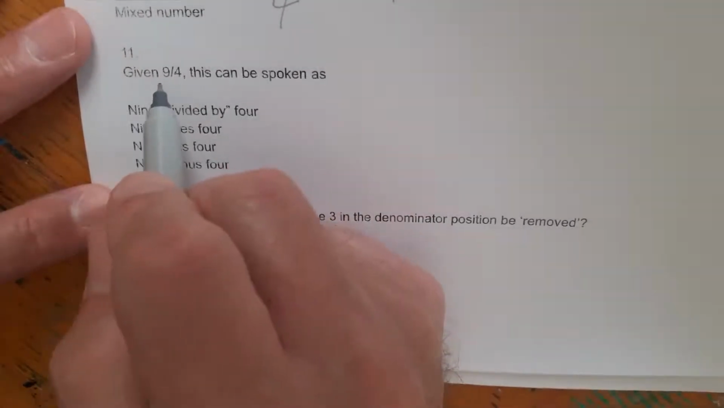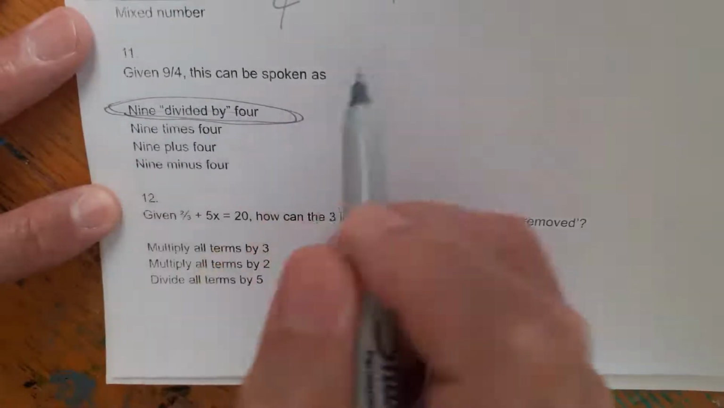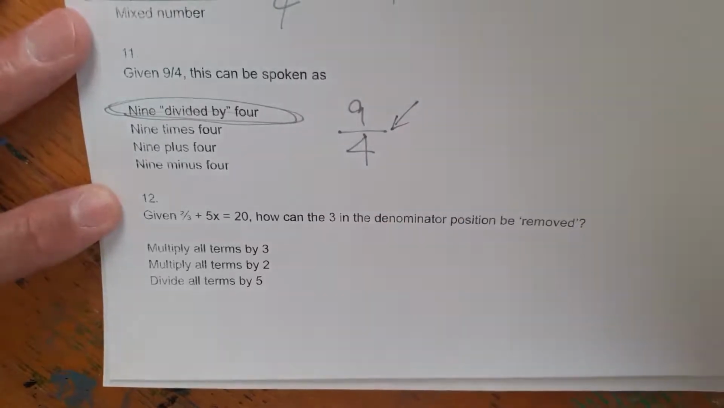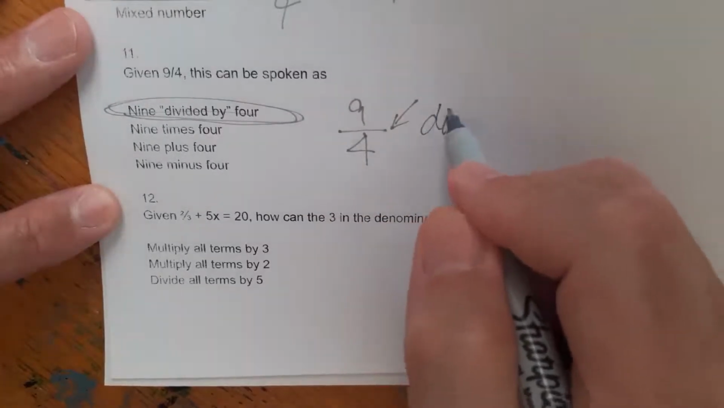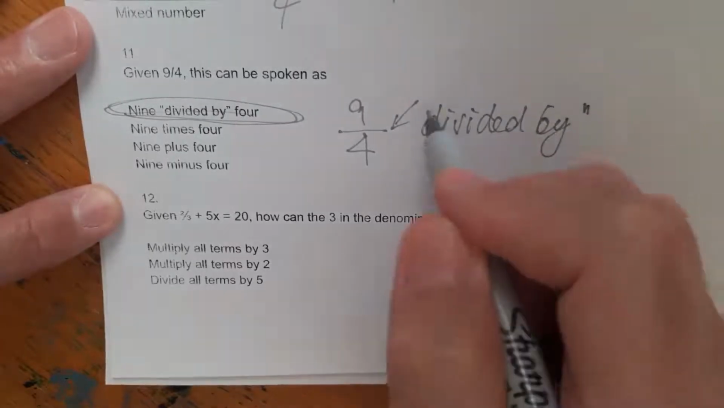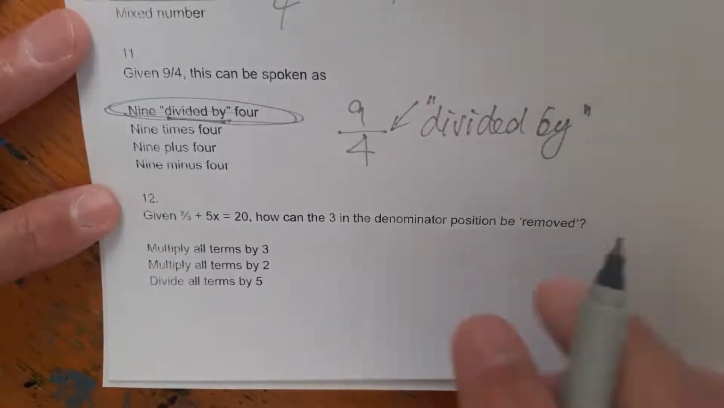So, given 9/4, this can be spoken as 9 divided by 4. This fraction bar, this is literally called a fraction bar, and a fraction means divided by. Okay, that's literally what it means. You can literally speak it out. Divided by, quote, end quote.